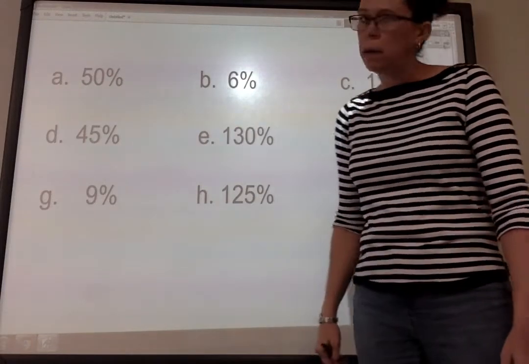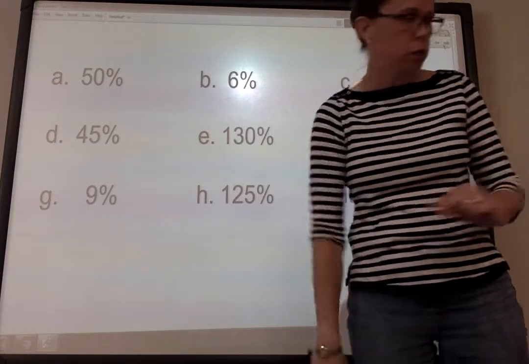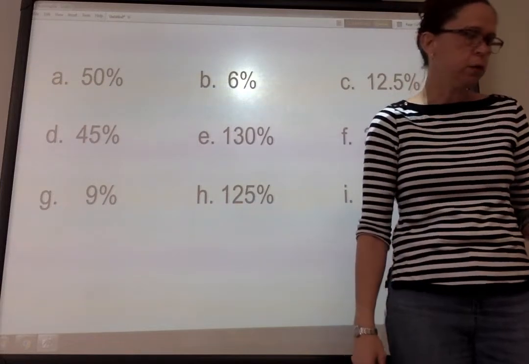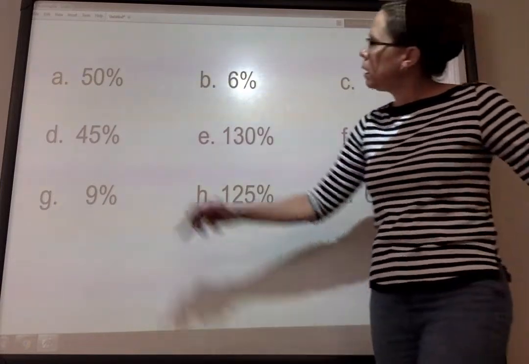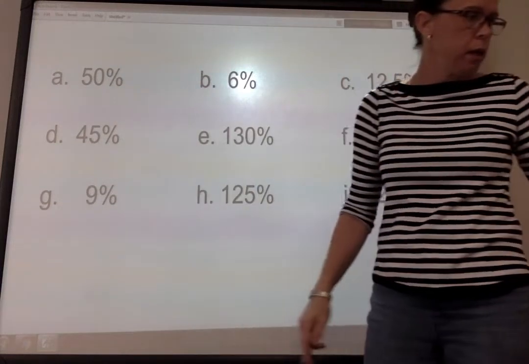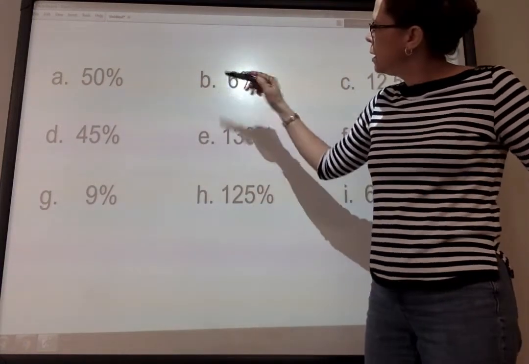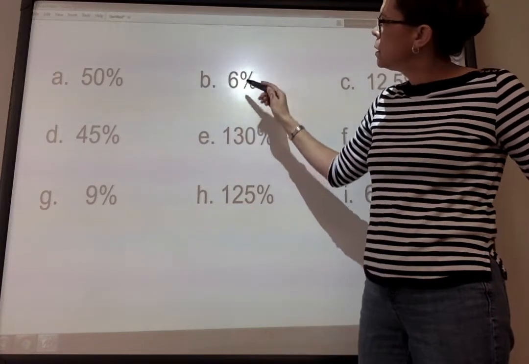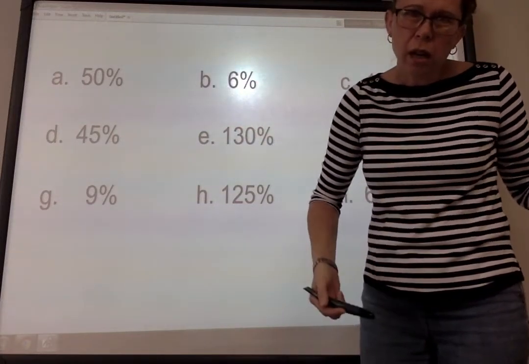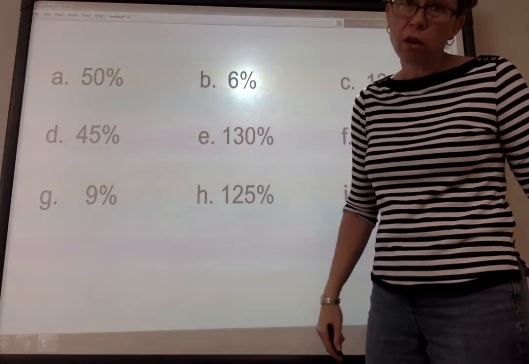Okay. The first section, guys, was just decimals. Multiply them to get to our percents. Multiply them by 100%. So on A, 0.5 times 100 gives me 50%. B, 0.06, 6/100ths is 6%. Remember, we also said if I can write it as a fraction, and say it as a fraction, I can write it as a percent over 100, right?